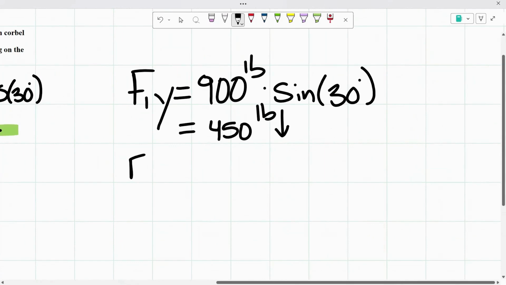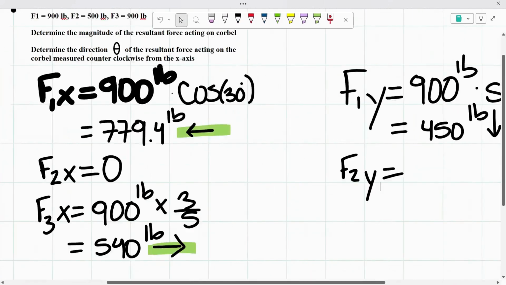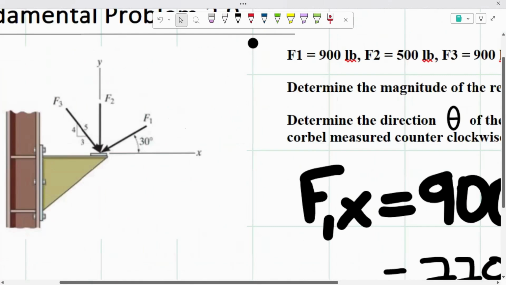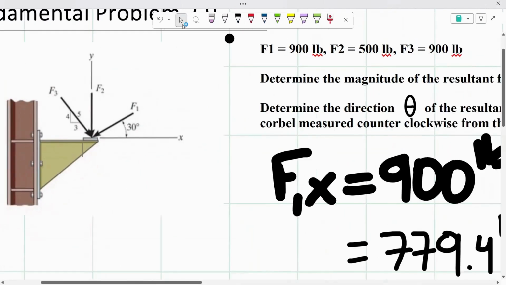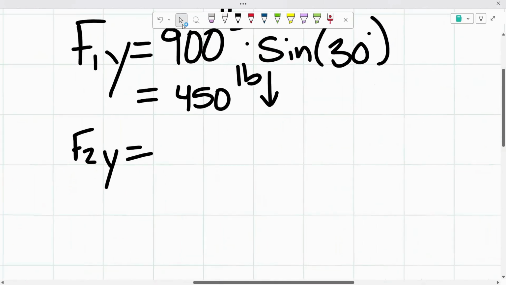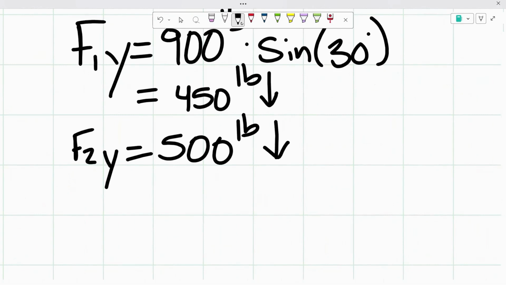Now we're going to try to find F2y, but F2 is already a vertical component. We don't have to do anything to it because there was no horizontal component to it. So this one is just the 500 pounds. We don't have to do anything to it because it's already vertical. And that is going down. So now we just need F3y.